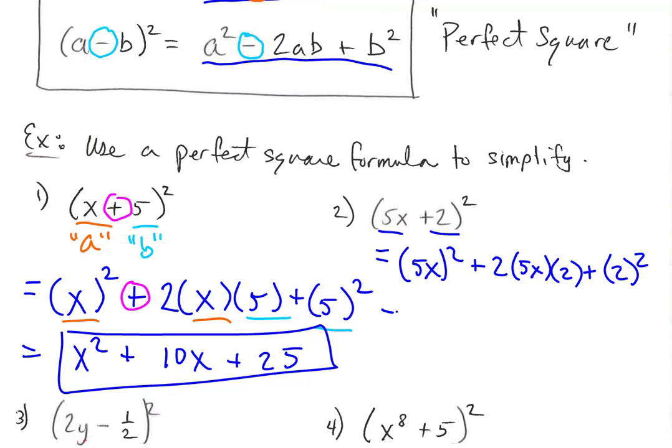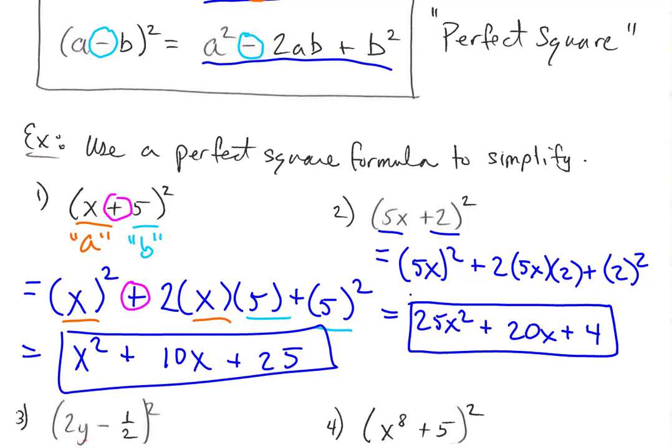And now we'll simplify. 5x in parentheses squared is really 25x squared, just squaring both the 5 and the x, given the exponent rules we've discussed. Then we'll move on to say plus. Now 2 times 5x times 2 is really a 20x, and then plus a 4 with the last term, and that overall result is our simplified answer, 25x squared plus 20x plus 4.